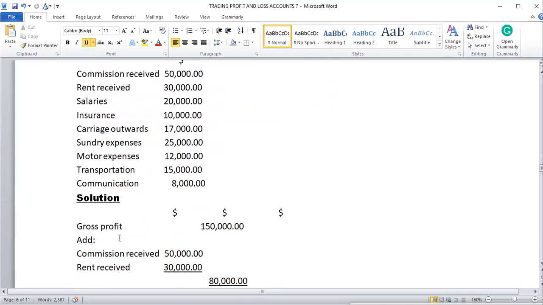So this is the solution. This is the gross profit brought down, which is 150.